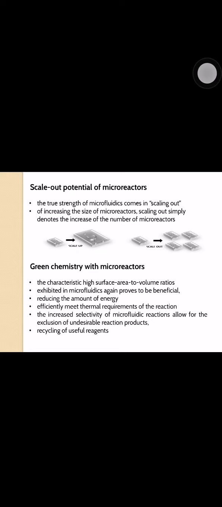The next is scale out potential of microreactors. In contrast to the scaling up of microreactors, increasing their characteristic dimensions for increased production, the true strength of microfluidics comes in scaling out. Instead of increasing the size of the microreactor, scaling out simply denotes increasing the number of microreactors in order to produce a parallel network.